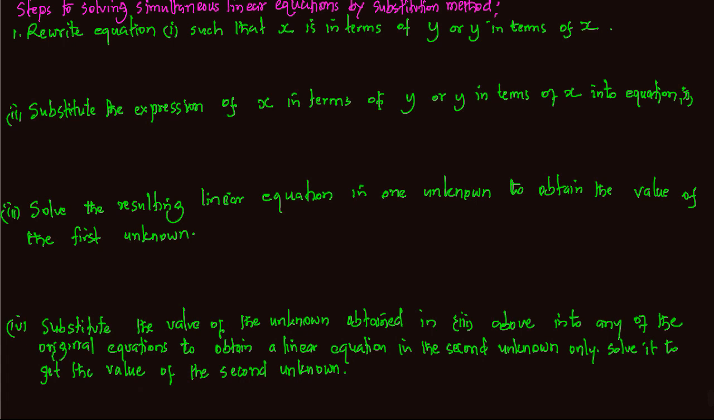So the steps to solving simultaneous linear equations by substitution method: number 1, rewrite equation 1 such that x is in terms of y or y in terms of x. So we shall look at both alternatives.